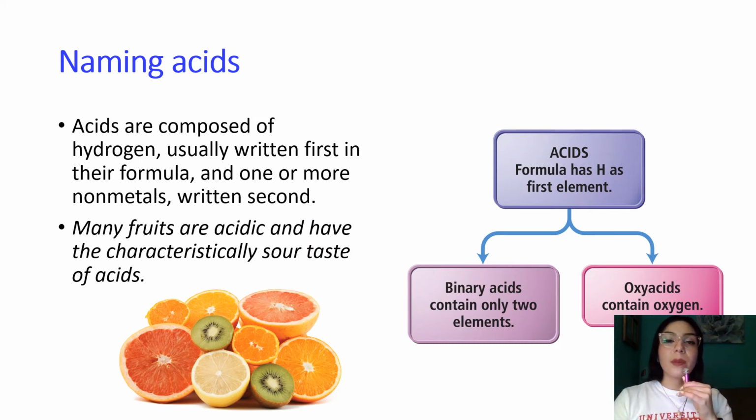So we're going to learn about naming acids as well. There are 2 different types of acids, binary acids and oxyacids. In case you're wondering where you see acids very often in nature, all the fruits that you eat that are very citrusy, very sour, those usually have citric acid, and that's what makes up that sour taste.